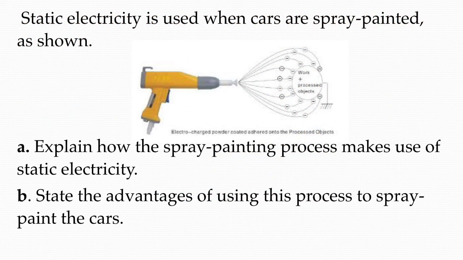Finally, we have an extension question on using static electricity when spray painting objects. Think about all of the physics that you've learnt in this lesson and how it could be applied to this unfamiliar situation. This is an extension question, so it's optional, but please try and give it a go. Pause the video now and see how you get on.